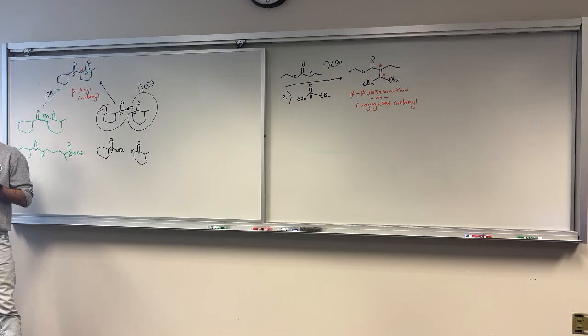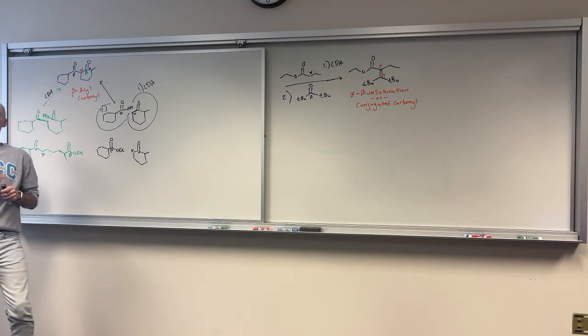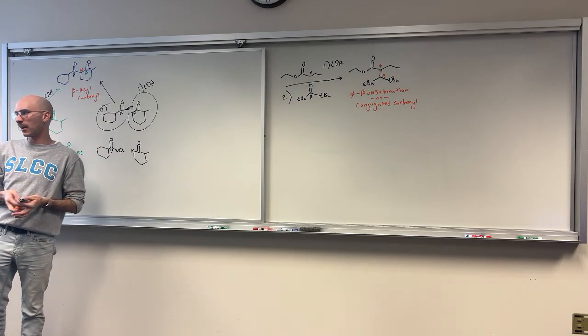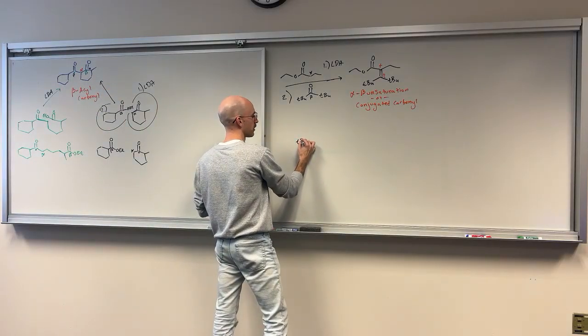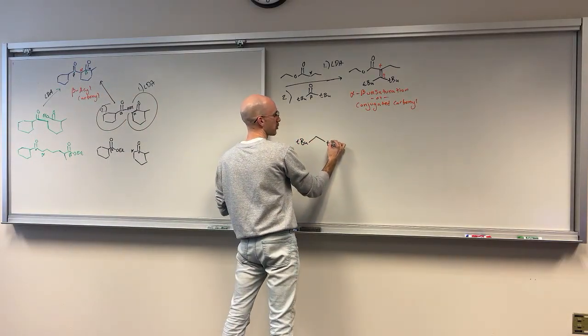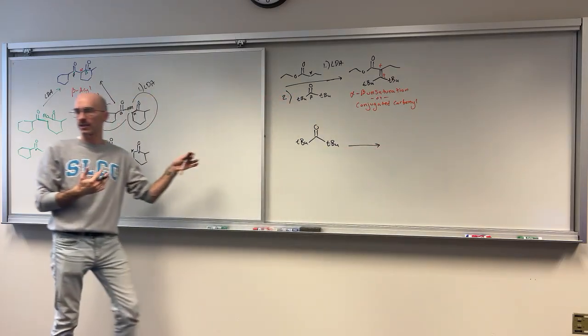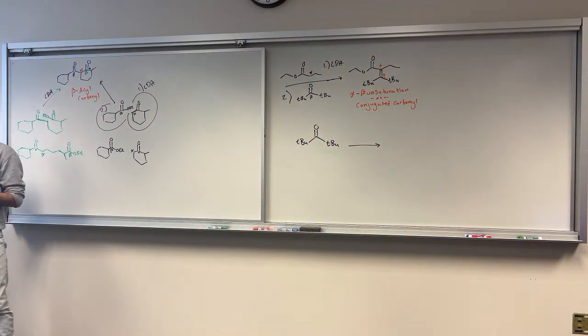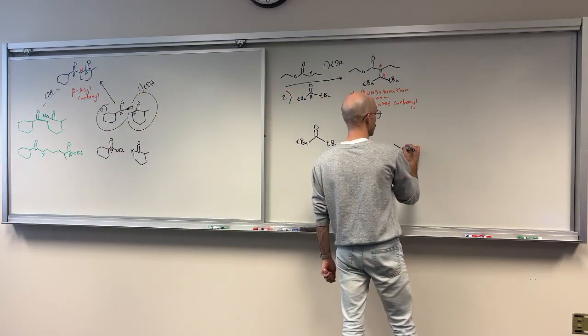I want to show you guys a little bit of how some of this shows up in multi-step synthesis, because you don't always need to show that you make an enolate with LDA. So let's say that we were given this problem a little bit differently. Let's say we had ditert butyl ketone, and we knew that we wanted to get to this final product.